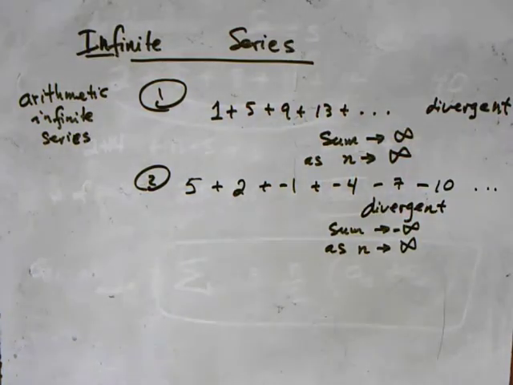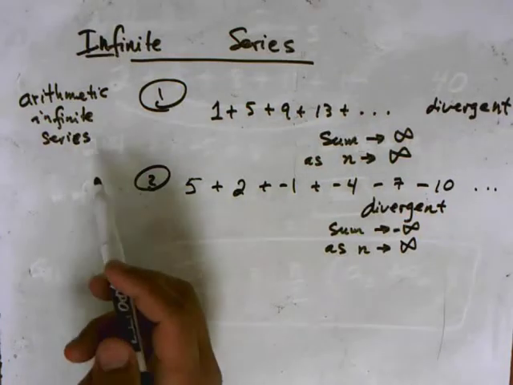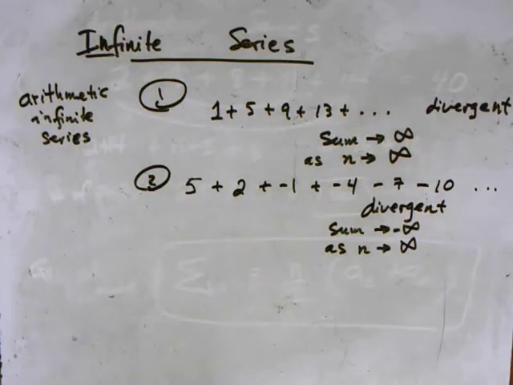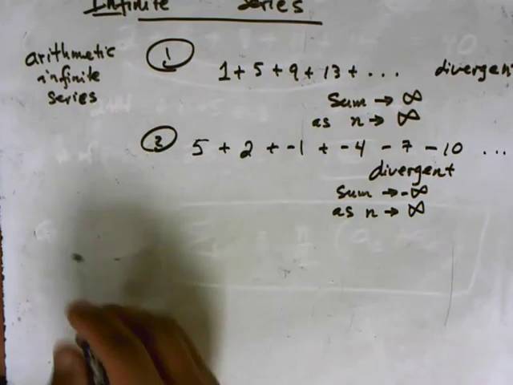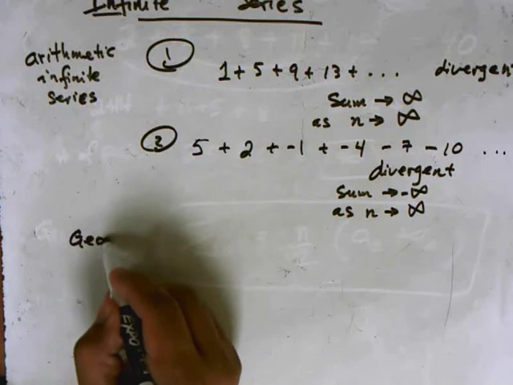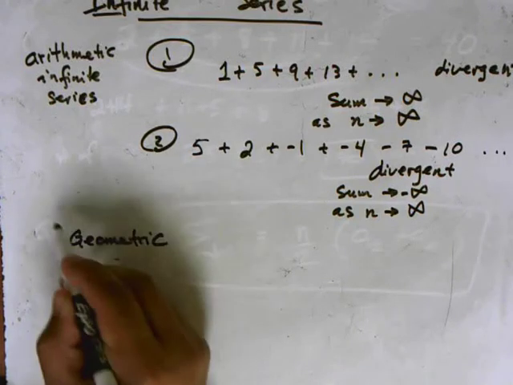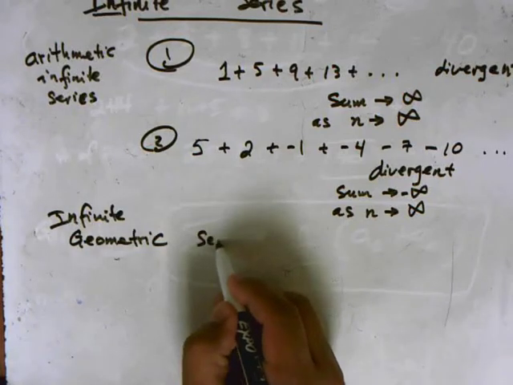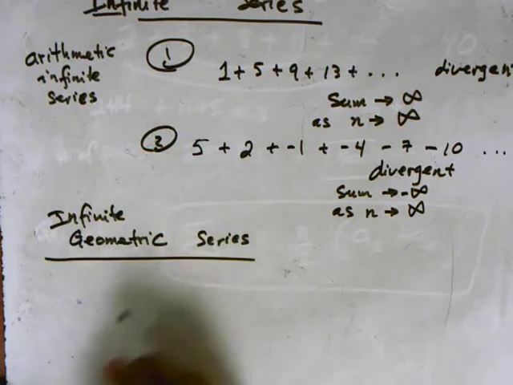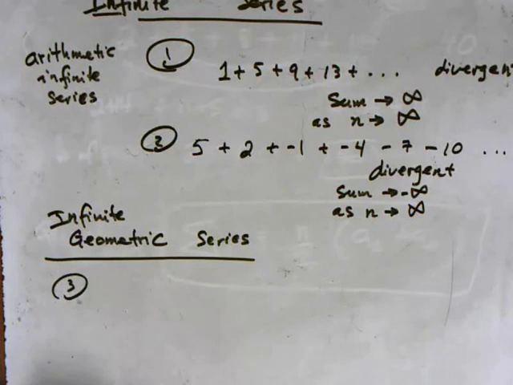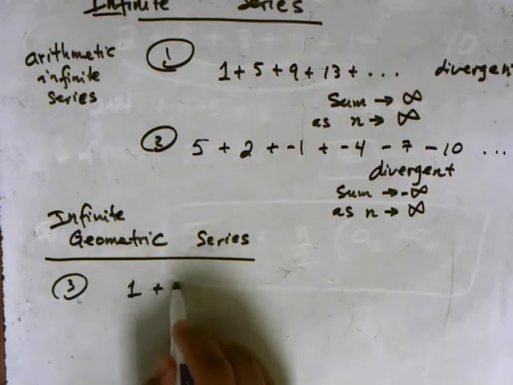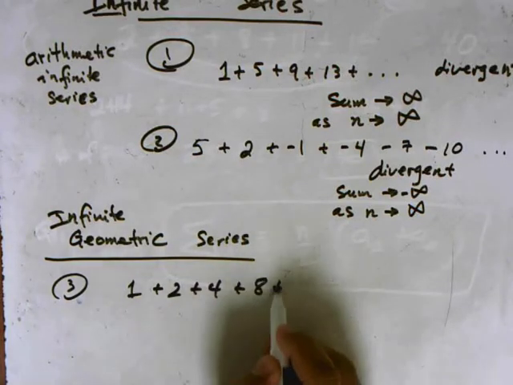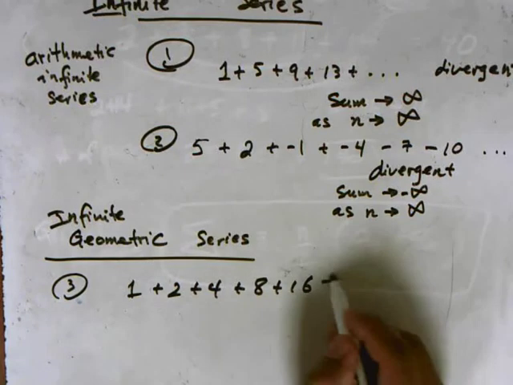Now, the main idea to get from here is that all arithmetic infinite series are divergent. If it's arithmetic and infinite, it is divergent. The more interesting case to study here is the geometric series. So I'll be very clear, this is an infinite geometric series. And we'll look at an example. We'll call this example 3. If we start out with 1 plus 2 plus 4 plus 8 plus 16, you can see onwards.